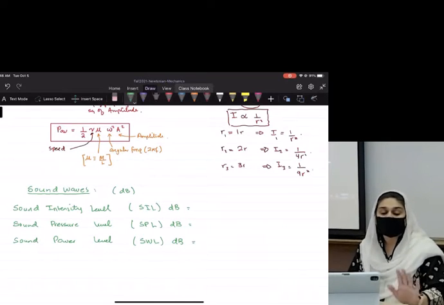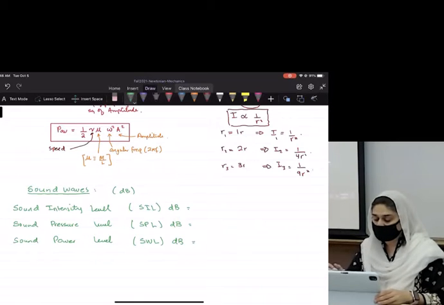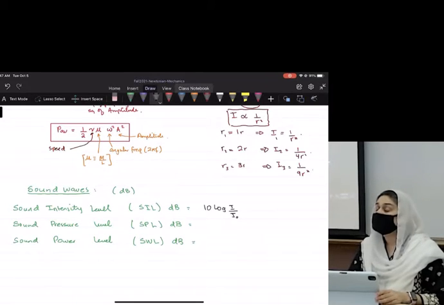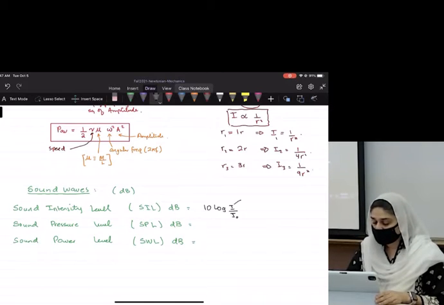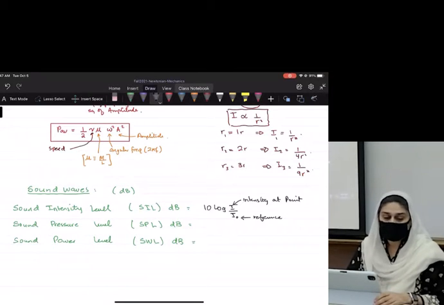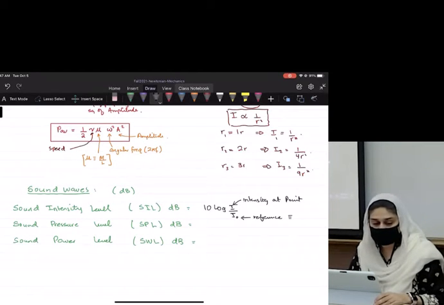So sound intensity level is given by the formula 10 log of I over I naught. I is the intensity at the point I want. And I naught is the reference, the lowest intensity anything could have. And that is defined as 10 to the minus 12 watts per meter squared.